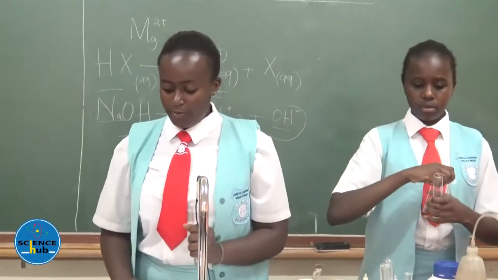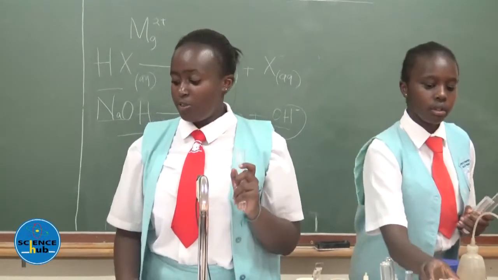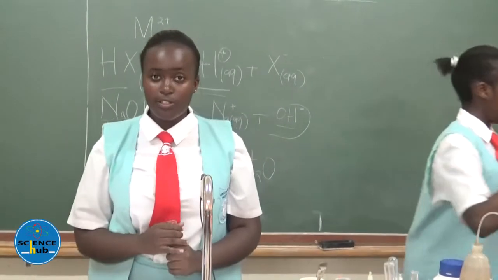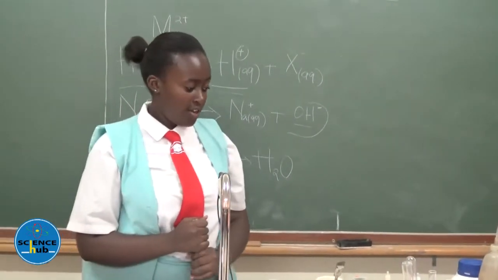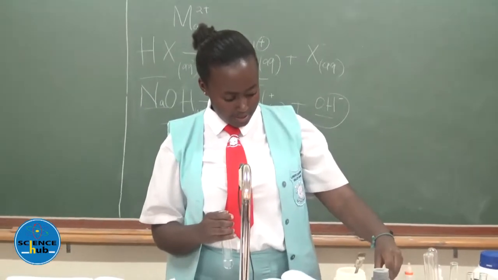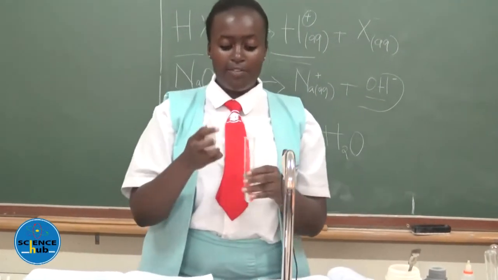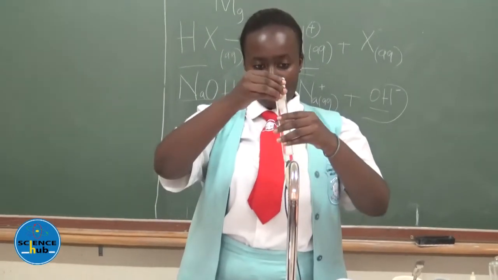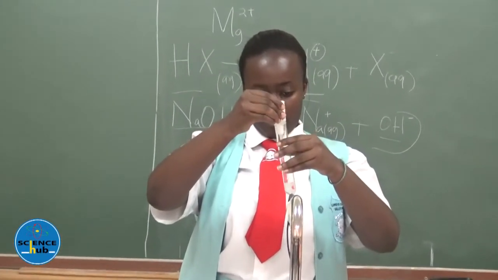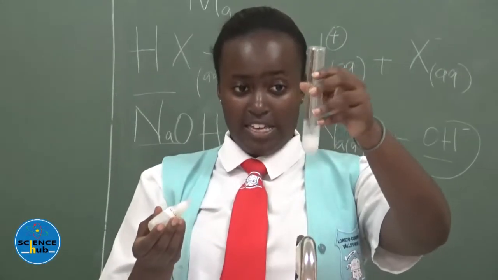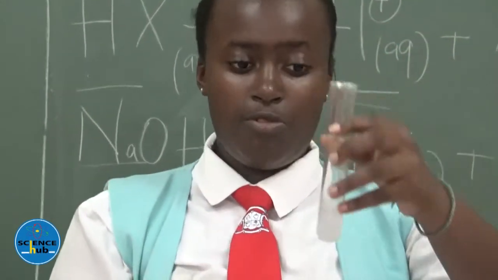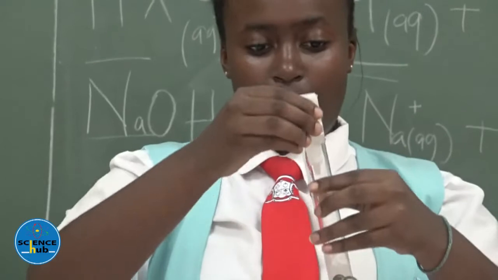So we're going to use the same solution, which was zinc sulfate, but this time we're going to use ammonium solution. So we're going to take our ammonium solution over here, which is in 2 moles, and we're going to first of all put a few drops. As you can see, our white precipitate is formed when we put the ammonium solution. Now we put it in excess.